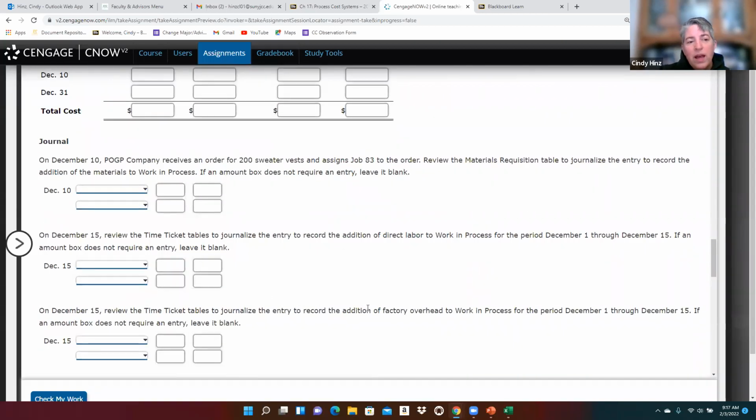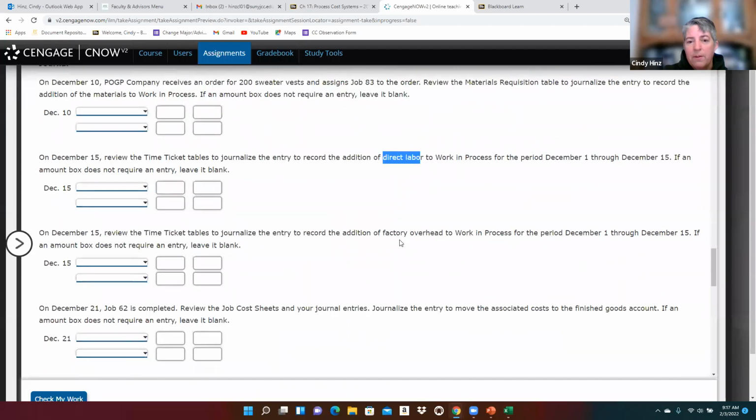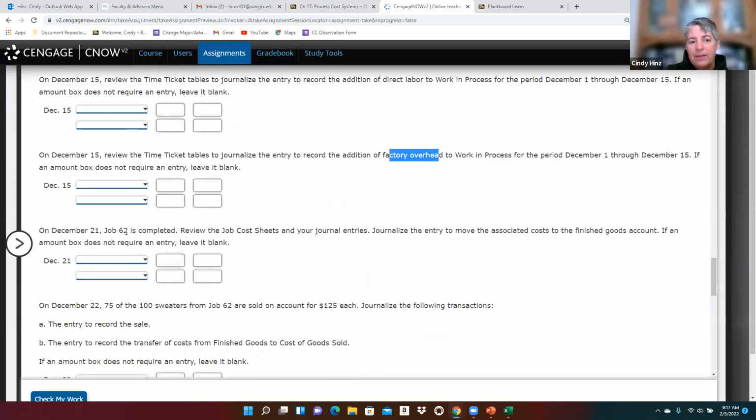You're going to be journalizing the entries as we did in some of our exercises. So it's telling you to journalize the materials, journalize direct labor, allocate the overhead based on that rate that we calculated at the top. These journal entries are all for the first half of the month. Then job 62 is completed. So you need to move that out of work in process and into finished goods.